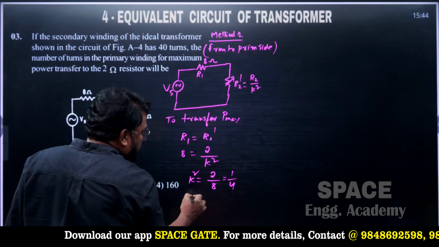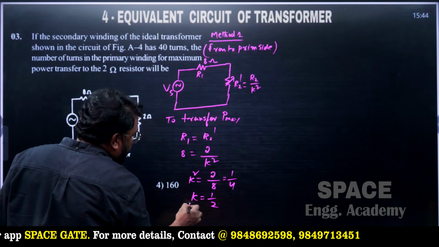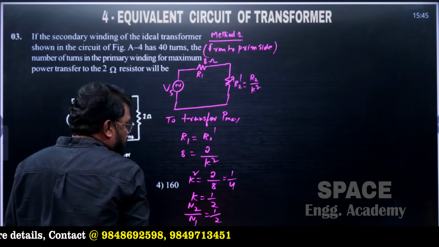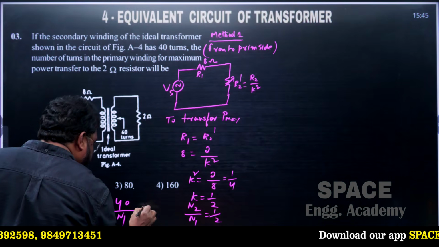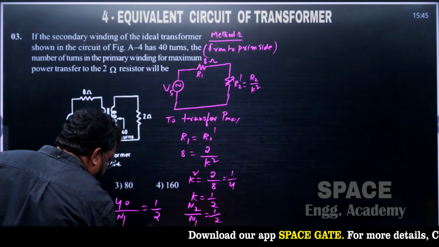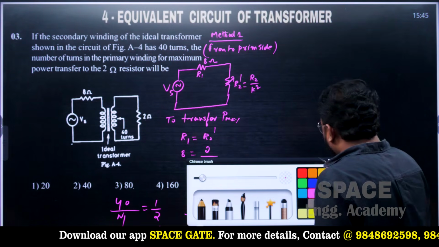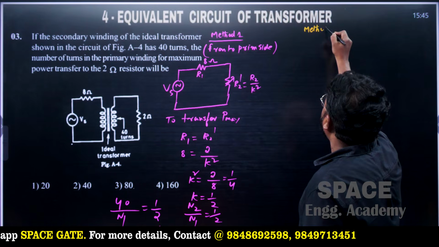So K is equal to 1 by 2, and K is equal to N2 by N1, so N2 by N1 is 1 by 2, that is 40 divided by N1 is 1 by 2. So the number of turns is equal to 80 turns. This is the answer. It can also be done in another way, in method number 2, the second method.